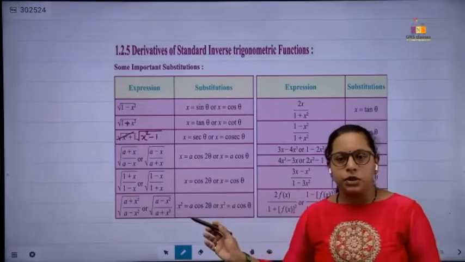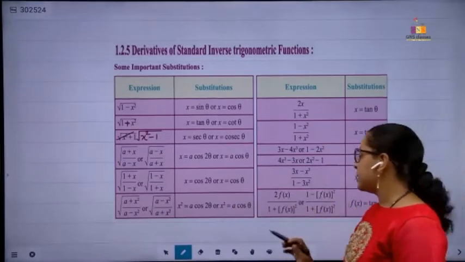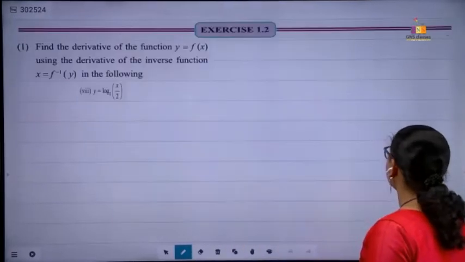Using these substitutions, we will solve some examples. See next.